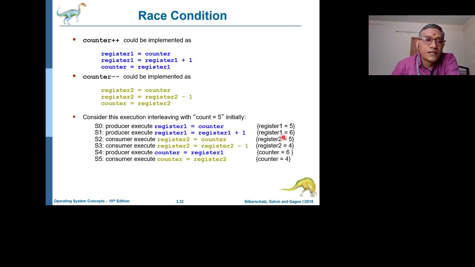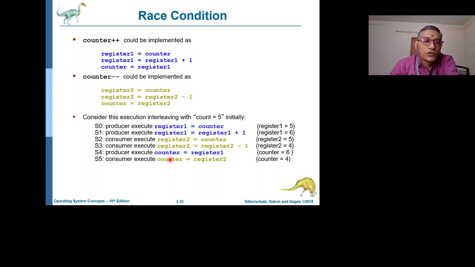Now, because of the interleaved execution of the producer and consumer processes, let us consider that the consumer executes and assigns the value of counter to register2. Now register2 has the value 5. It has not been updated with the 6 because of this interleaved execution; the three statements have not been completely executed. Now the consumer executes the next statement, register2 = register2 - 1. The register2 value is now 4.